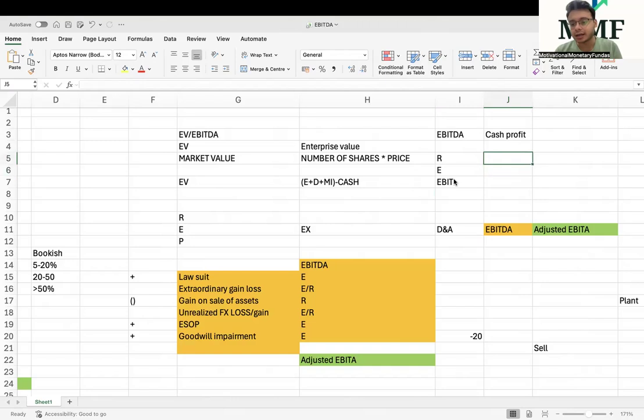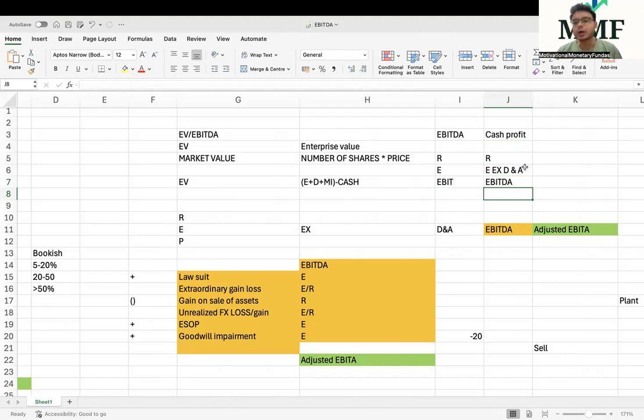But in case of EBITDA, we take into account the total revenues, and we subtract all the expenses, excluding depreciation and amortization. So we are not subtracting the depreciation and amortization component. Rest, we are subtracting everything from revenue. And once we do it, we get EBITDA, earnings before interest, tax, depreciation, and amortization.